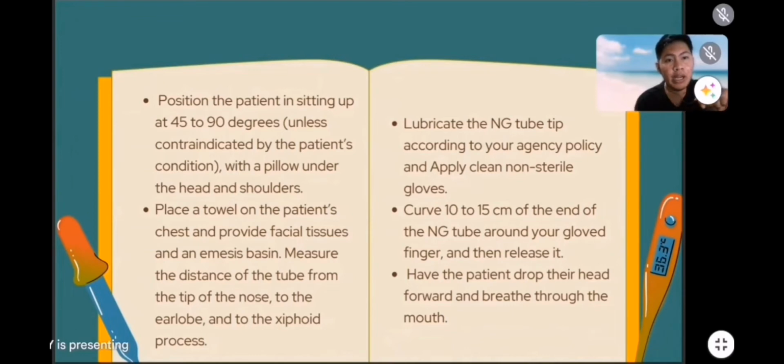You need to lubricate the NG tube tip so it easily slips into the nostril of your patient. Lubricate the NG tube tip according to your agency policy and apply non-sterile gloves to avoid contamination. Curve 10 to 15 cm of the end of the NG tube around your gloved finger and then release it. Have the patient drop their head forward and breathe through their mouth.